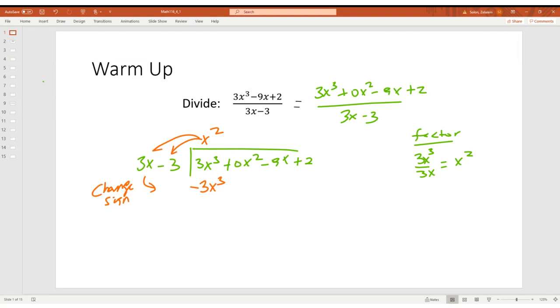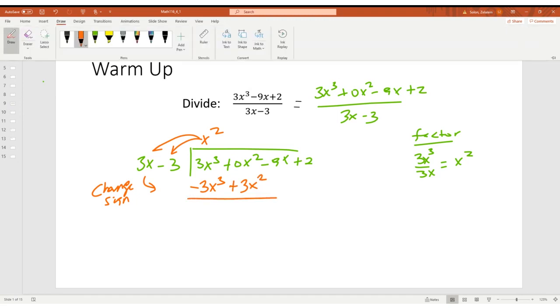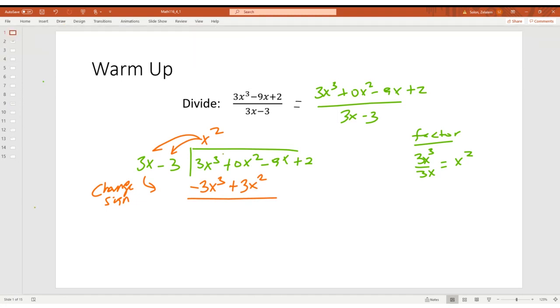When I say change sign and add, it means subtraction. X squared times -3 is -3x squared. I will change it into plus. Don't forget that step, okay? And now add the two polynomials. So this will cancel out. So 0 plus 3 is 3x squared minus 9x plus 2. So you just bring down -9x and 2.